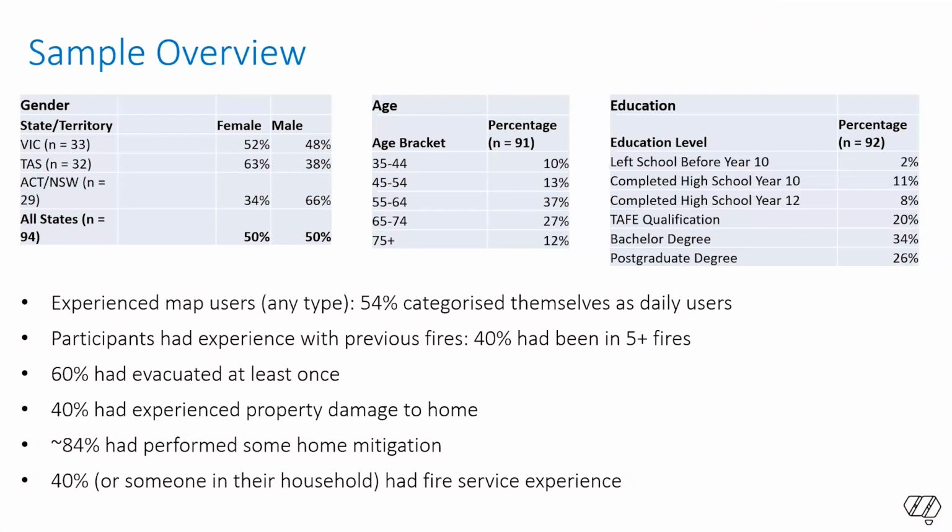So a bit about our sample. It comprised 50% male-female, pretty much across the board. The sample skewed slightly older across all of our locations. The majority of our participants held a minimum of a bachelor's degree and were frequent users of all types of maps, not just bushfire maps. They had experience with bushfires even prior to the event we were talking to them about, with 40% who had experienced at least 5 bushfires prior to 2019, and at least 60% that had evacuated at least one time.